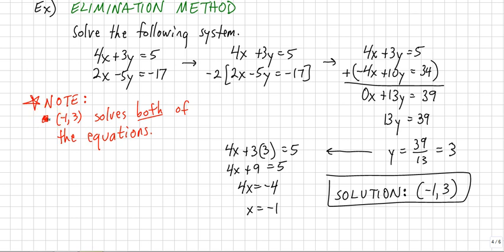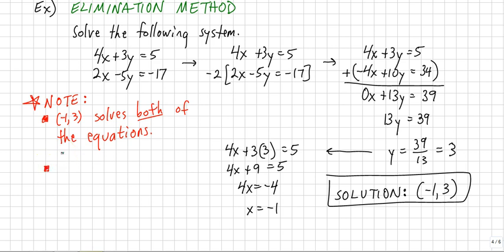And then if you plug in negative 1 to the second one, you get negative 2. Plug in a 3, you get negative 2 minus 15 equals negative 17. That's true also. So especially on a test, if you have time at the end of the test, plug in your coordinate and make sure it actually solves both.